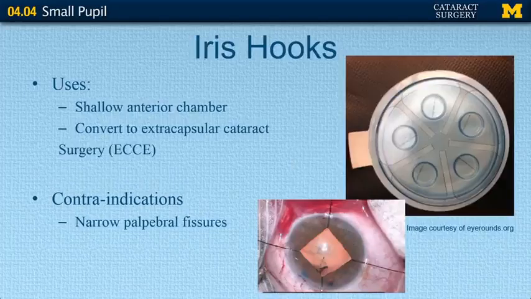Iris hooks can be used to help dilate the pupil. Again, the indications for iris hooks include the shallow anterior chamber, or if you know in advance that you may possibly need to convert from phaco to extra-cap cataract surgery, iris hooks can be very beneficial. However, you don't want to use them in cases of a narrow palpebral fissure because the iris hooks themselves can get in the way, and sometimes it's very difficult to place because of a limited space.